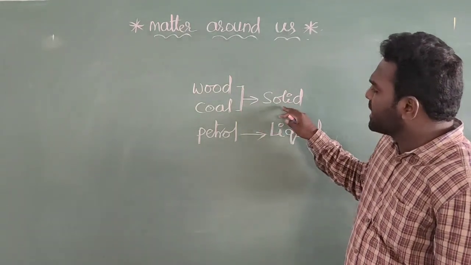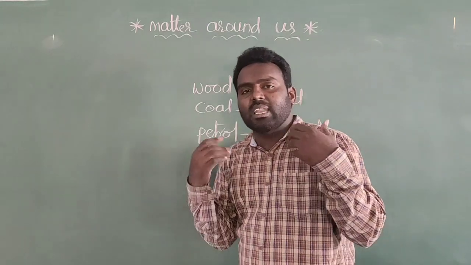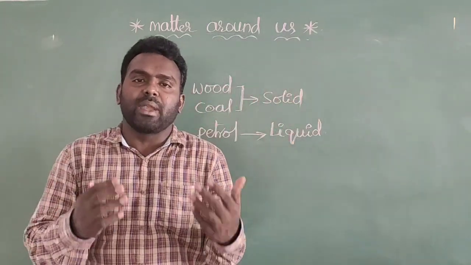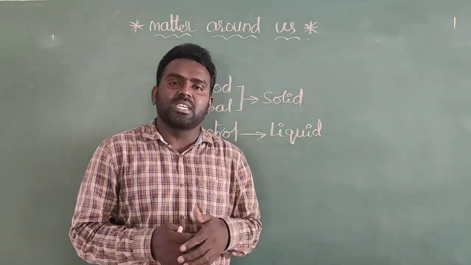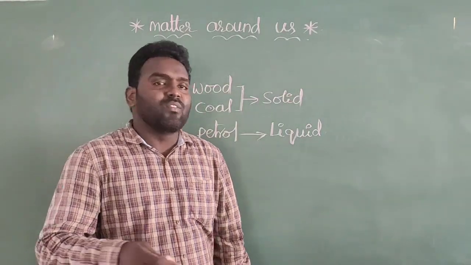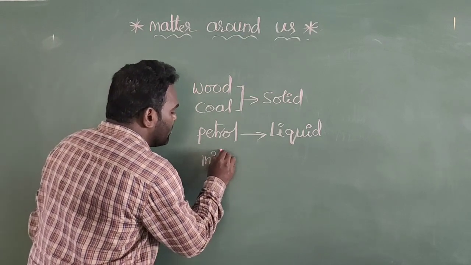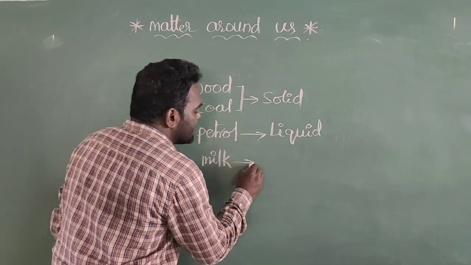These wood and coal materials are both present in the solid form. Another form of wood and coal is called petrol. Generally petrol is present in the liquid form. And one more thing you will observe is called milk. The milk is also called a liquid.